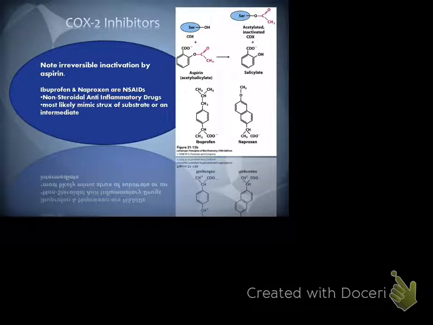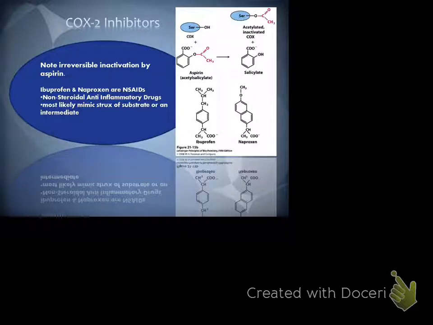By the way, aspirin is irreversible. It's a covalent attachment where the important serine got acetylated. Whereas naproxen and things like that, it's not. It's a substrate mimic. It's not a covalent intermediate here. So that's why those are the non-steroidal anti-inflammatory drugs. Aspirin is acetylsalicylic acid.